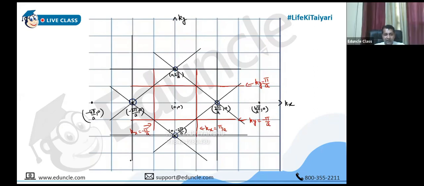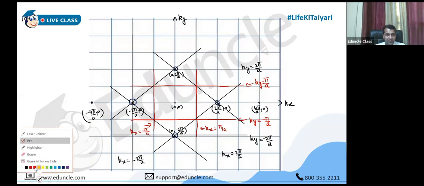So this line is regarding kx equal to minus 2 pi by a0. This line is for kx equal to 2 pi by a0, and this one is for ky equal to 2 pi by a0, and this is for ky equal to minus 2 pi by a0. So I have drawn all the lines that we have calculated. First, second, third, all. So is it clear?